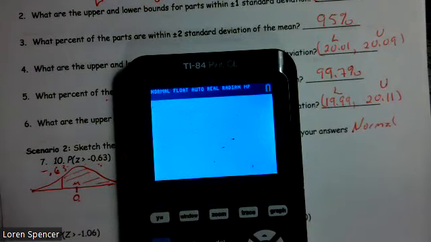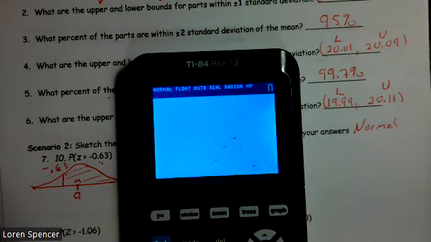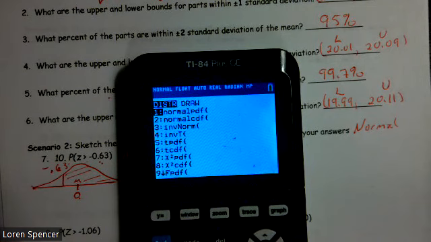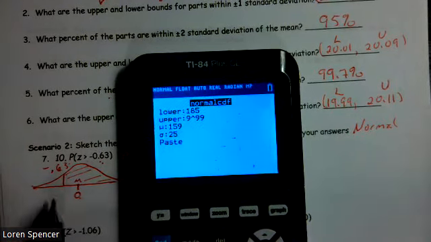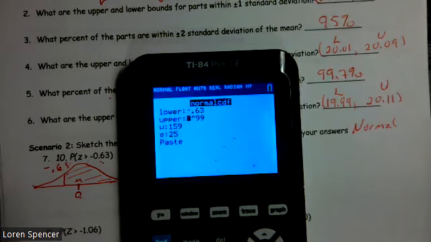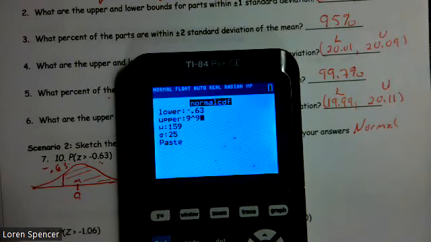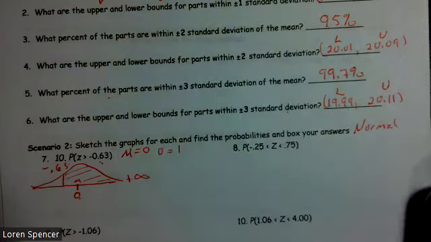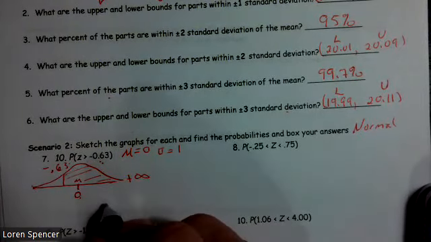That'll help a little bit maybe. So second vars, norm CDF. We'll never use the PDF. My lower is negative 0.63. My upper was infinity, so 9.99. Since it's a Z-score, the mean is 0 and the standard deviation is 1, and it'll always be that way. For showing my work, I have to write that down.